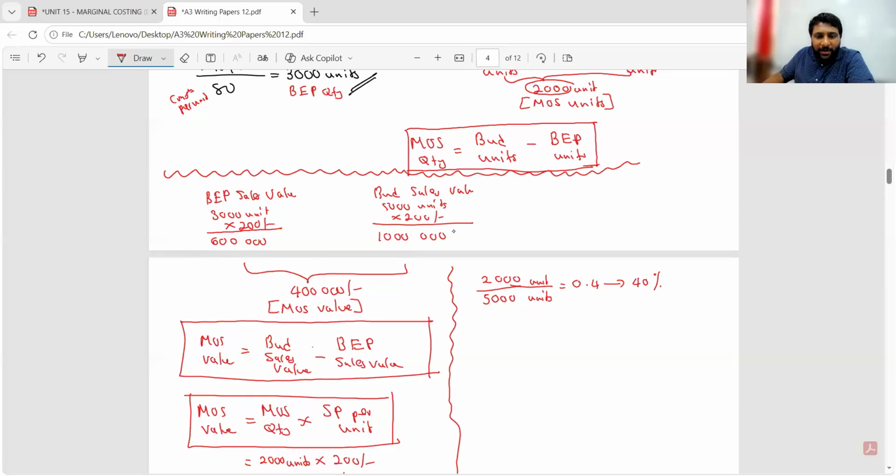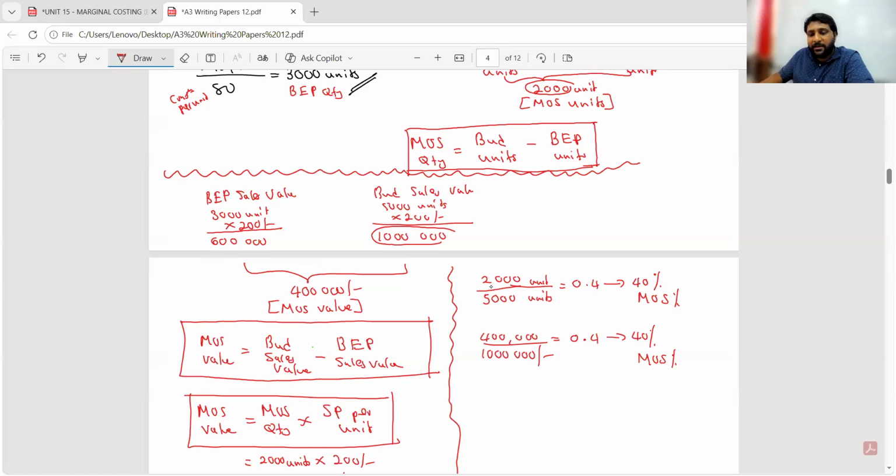Our total sales are 1 million. From the total budgeted sales of 1 million, 400,000 sales are for the safety purpose. As a percentage, how much is that? 0.4 or 40%. This is what we will call the margin of safety percentage. What is that? Margin of safety percentage.